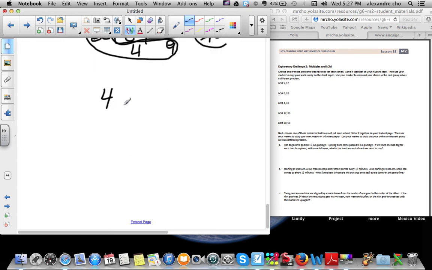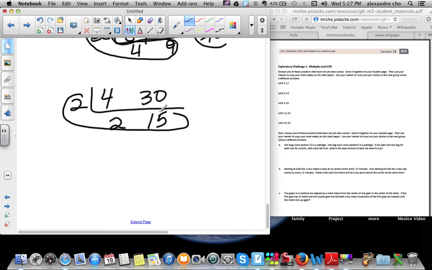4 and 30. I still like the slide method, so I'll keep doing slide. 4 and 30. 2 goes into 4 2 times. 2 goes into 30 15 times. Nothing else goes into 2 and 15 besides 1, so we're done. And multiply all these numbers. 15 times 2 is 30, times 2 is 60. LCM is 60, meaning the first number that 4 can go into and 30 can go into is 60. So that's your LCM.